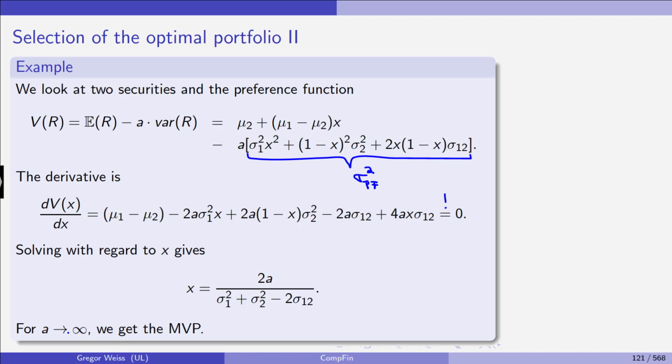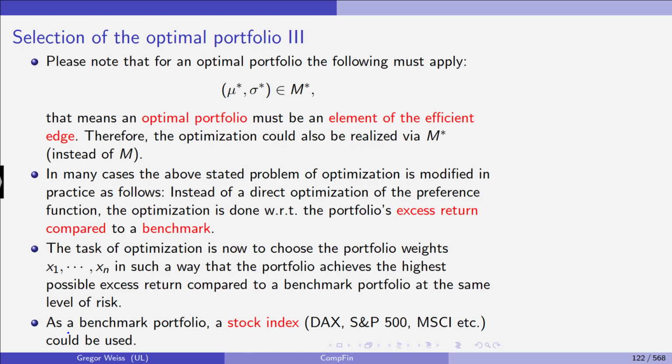If you have infinite risk aversion, you get the minimum variance portfolio. Because then, if you're absolutely risk averse, you want the minimum variance portfolio. That's clear. Now, for an optimal portfolio, obviously, it must imply that the mu sigma combination, the portfolio we have, is not only feasible, but it must also be an element of the efficient frontier.